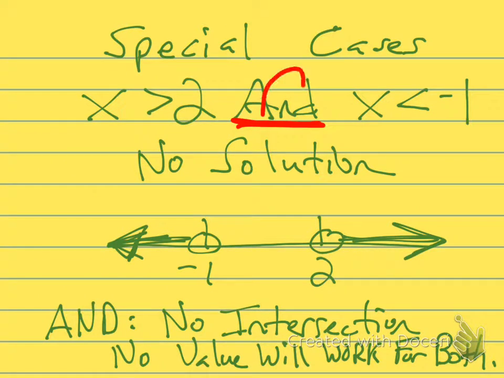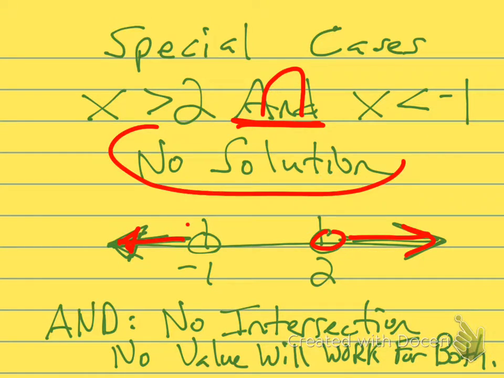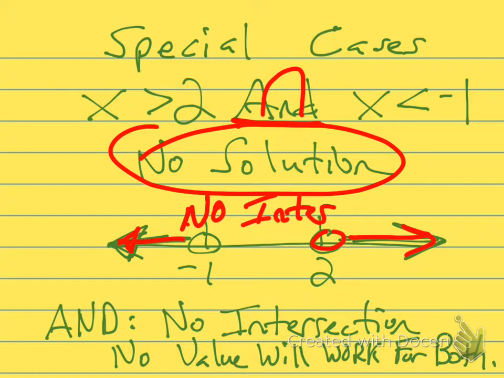Another special case, we have the and statement. Remember, the and is the intersection symbol. In this case, there is no intersection. You have a solution set with x is greater than 2. You have a solution set x is less than negative 1. There is no solution because there is no intersection. No value will work for both.